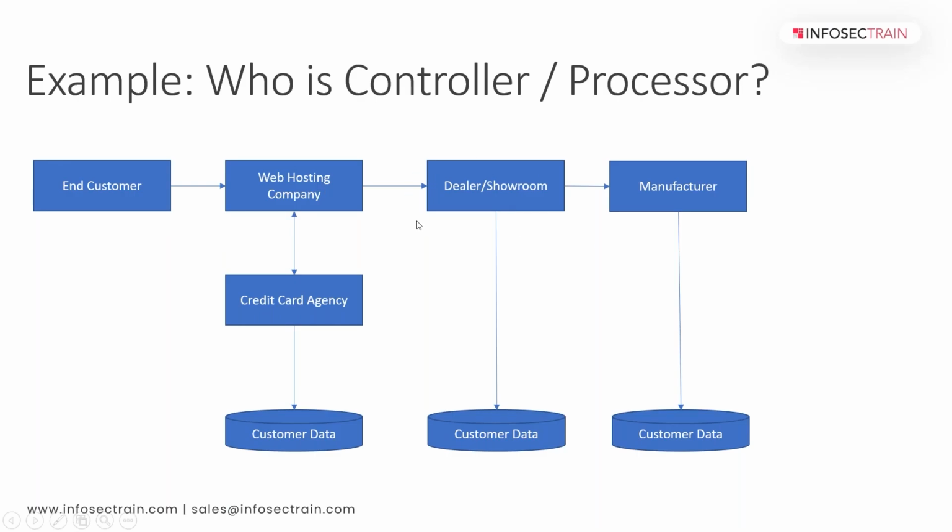Now, when the dealer is playing as a controller, that's the actual thing, right? Because the portal is of the dealer, so dealer.com is owned by this guy, but it is managed by a web hosting company, and only for the payment, we are using the credit card agency. When you look at it from that perspective, the owner of the entire portal is dealer.com, which belongs to the dealer. So he is going to be the controller, and these two are two different processors.